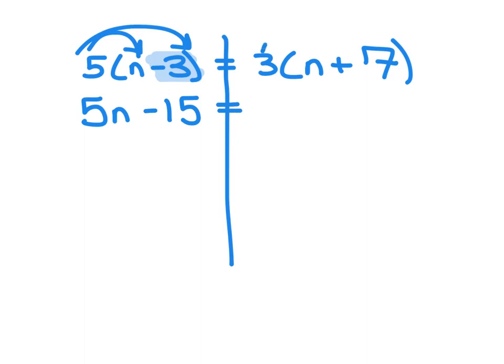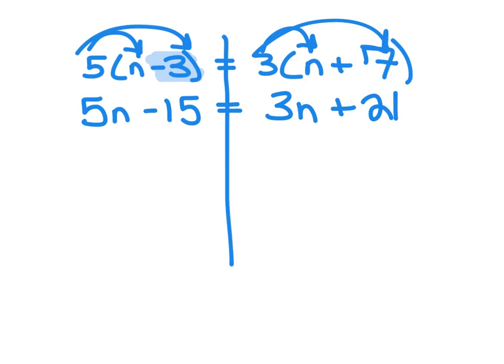3 times n is 3n. 3 times 7 is 21. So again, I'm distributing out my number that is touching my parentheses.